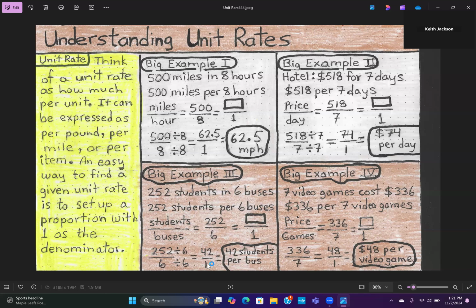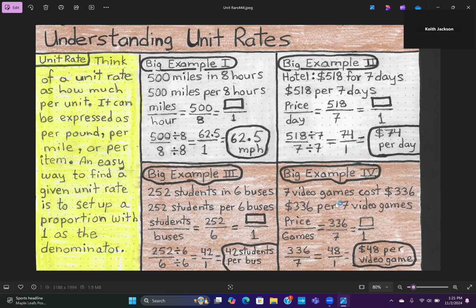6 divided by 6 will give us 1. 252 divided by 6 will give us 42. So we have an average of 42 students per bus. So 42 students can fit on each bus, provided that we have 6 buses.